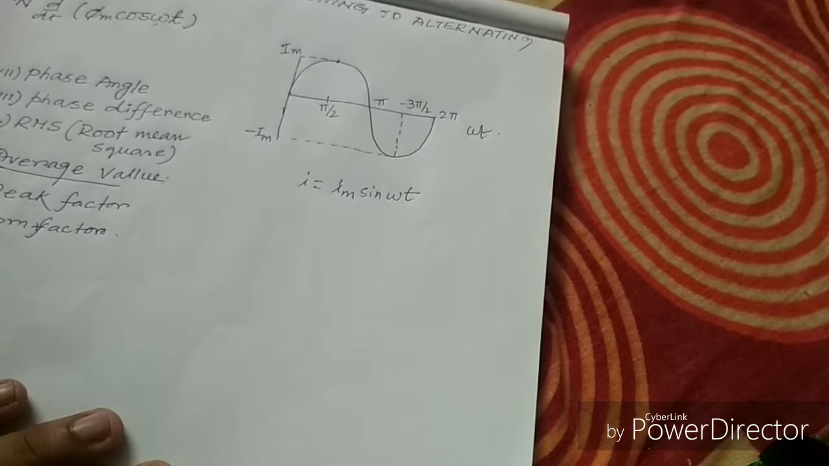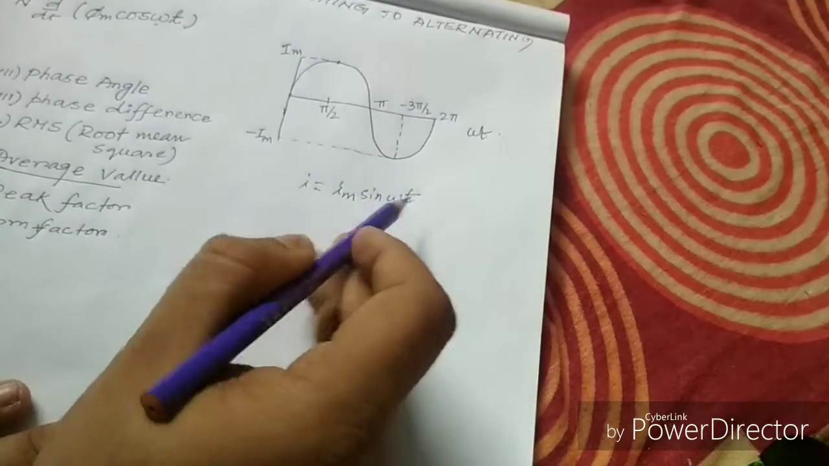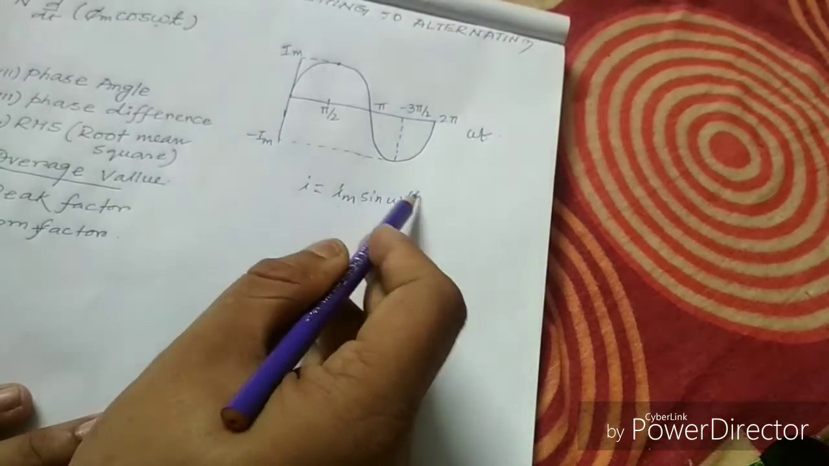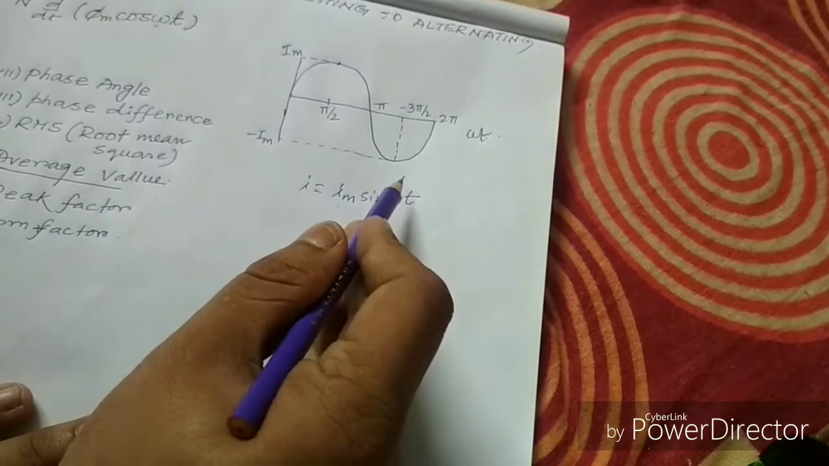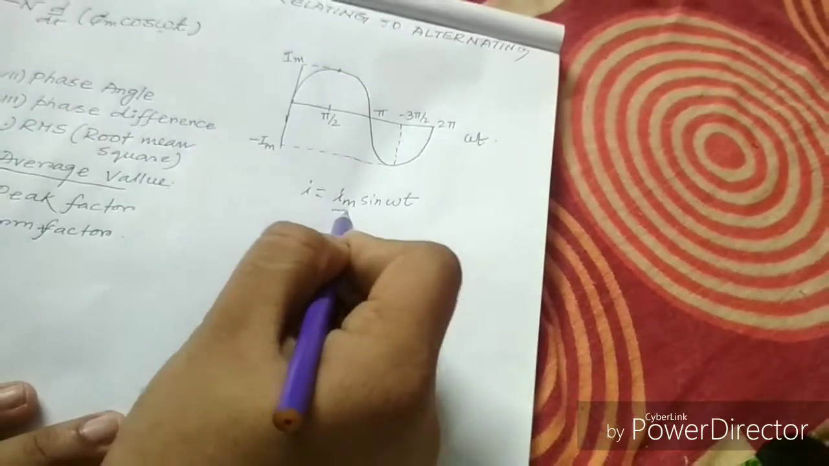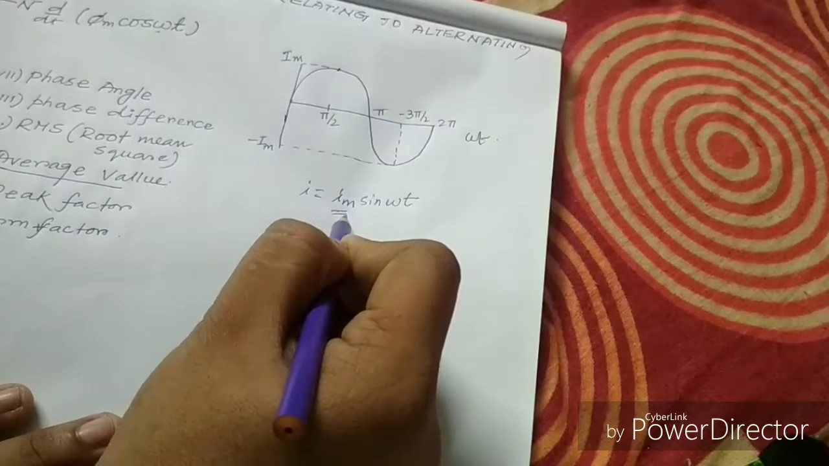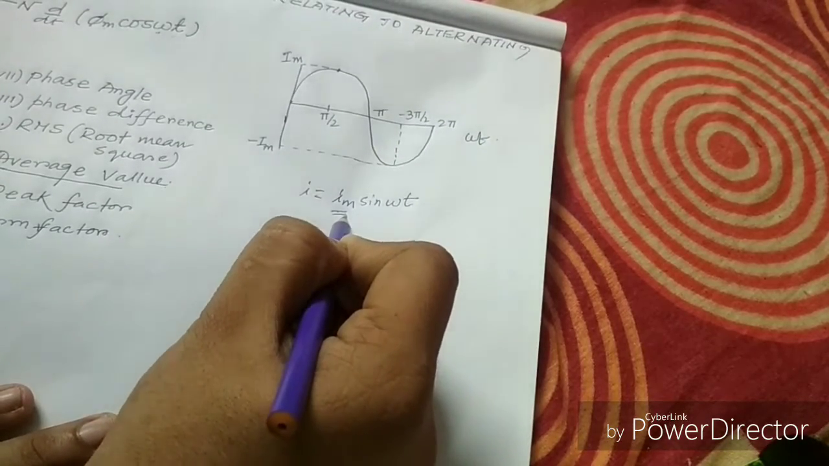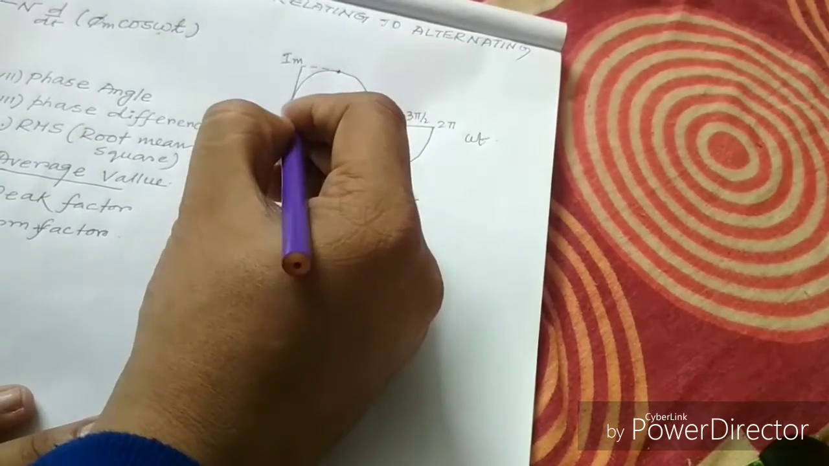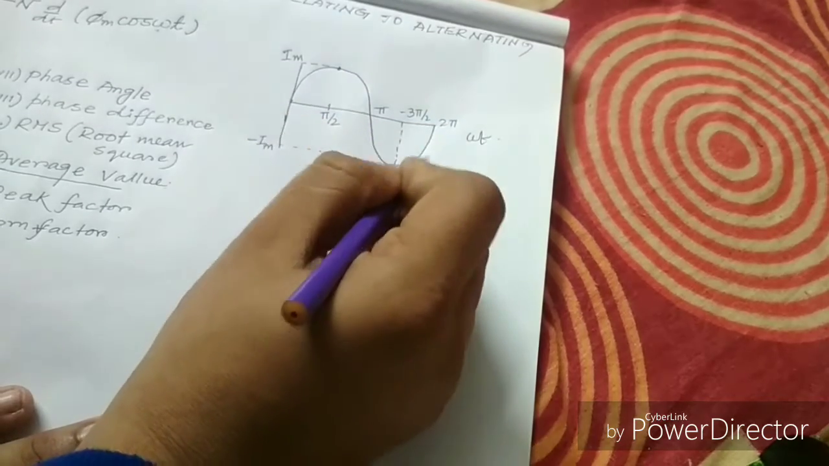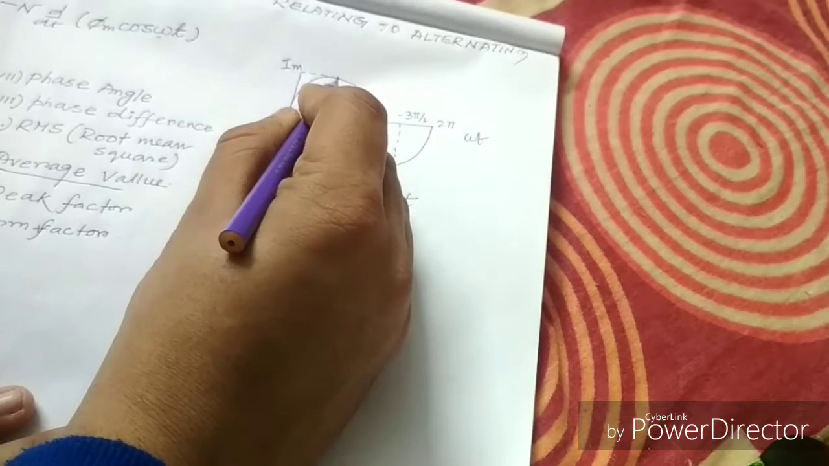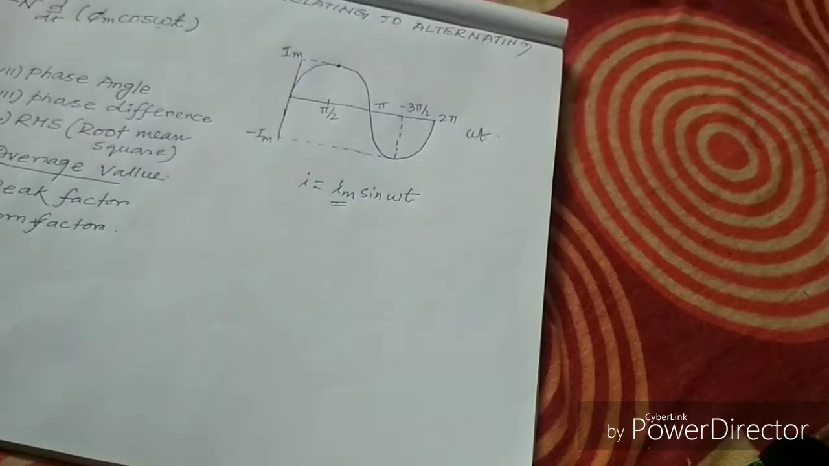at pi by 2, I equals Im. When the instantaneous value is maximum, sine is 1, then it is the peak value, Im. It is the maximum current. So this is the peak. This peak is for positive and also negative. So this is amplitude or peak value.